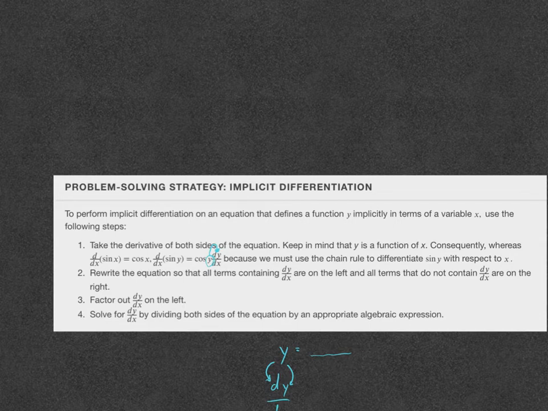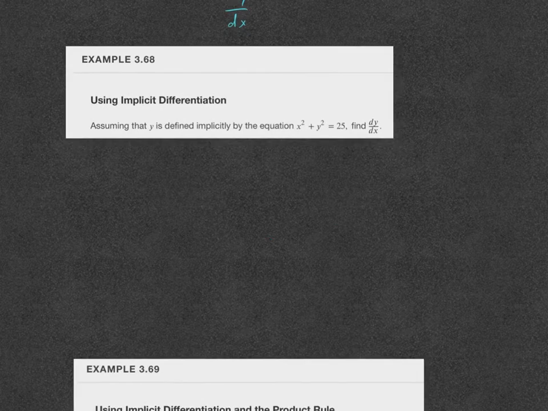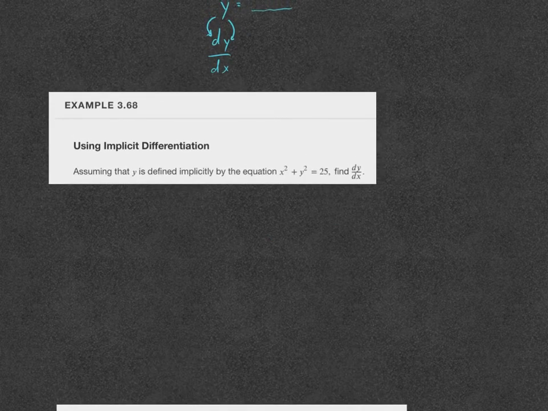Okay, and if steps 2, 3, and 4 are a little bit confusing without seeing an example, hopefully when I go through these first two examples, it will be clearer. All right, so let's go back to that equation of a circle of radius 5. I want to find the derivative implicitly. All right, and so let's see what that looks like.